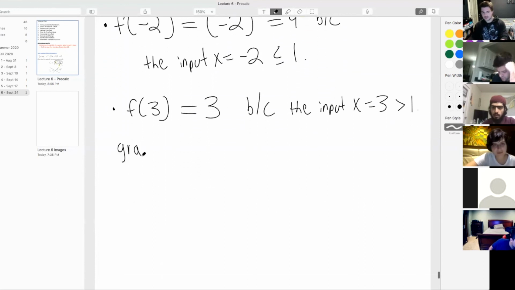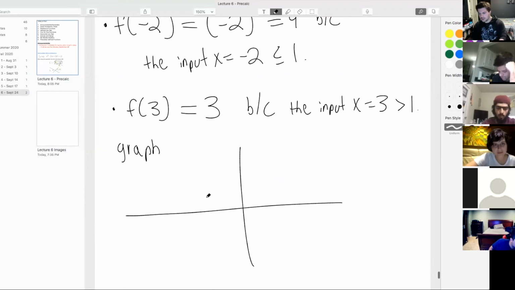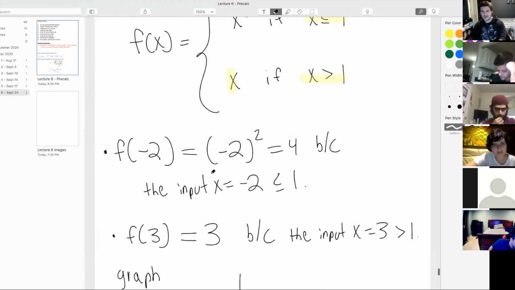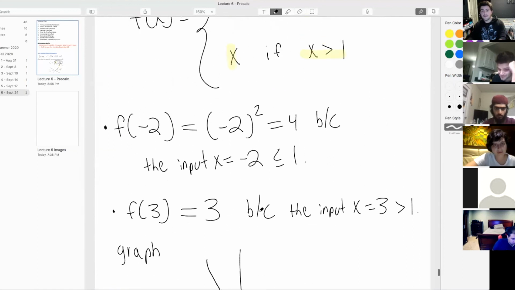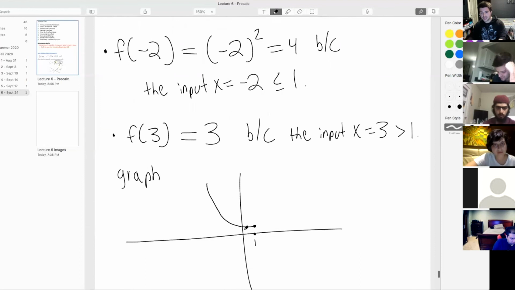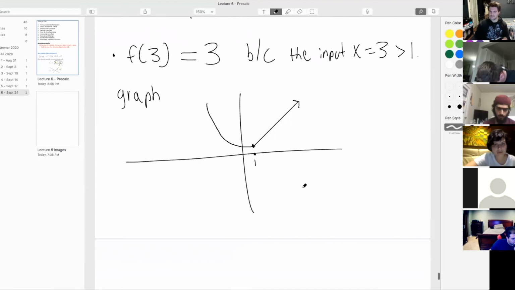All right, and just a quick sketch of the graph. It's going to look like a parabola. This is going to be a very bad drawing. It's going to look like a parabola up until x equals 1. But then past 1, it's just going to look like a straight line. So it's just going to look like a straight line past x equals 1. Not the best drawing, but I hope it makes sense.